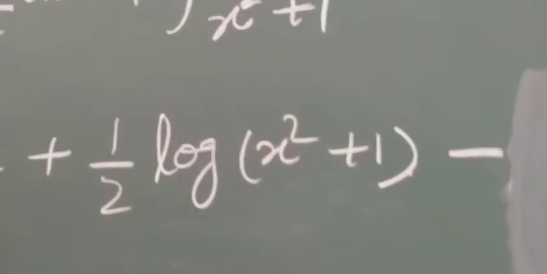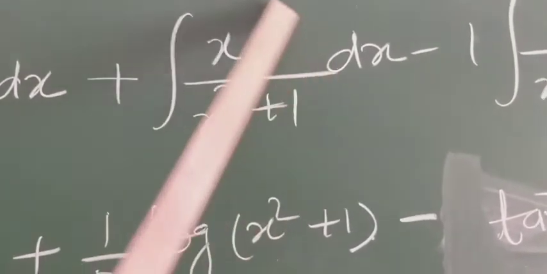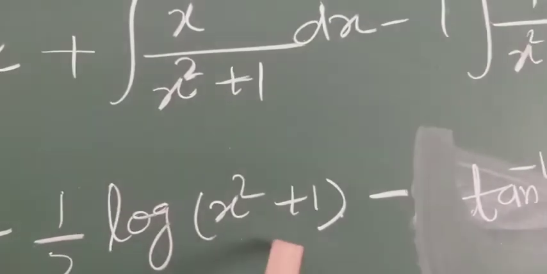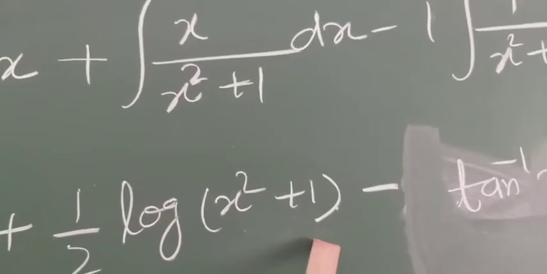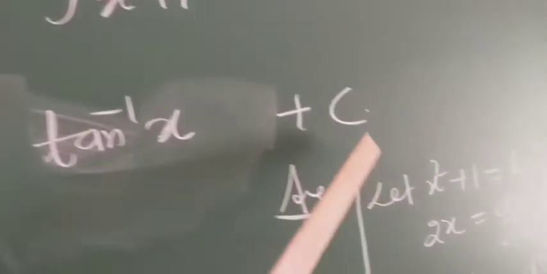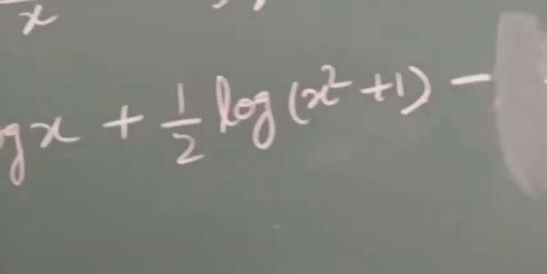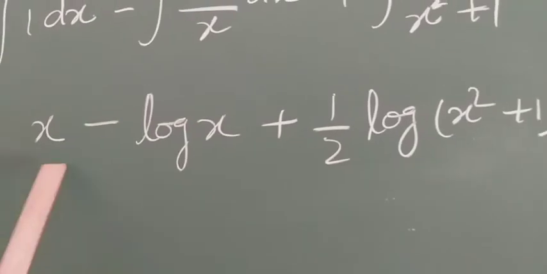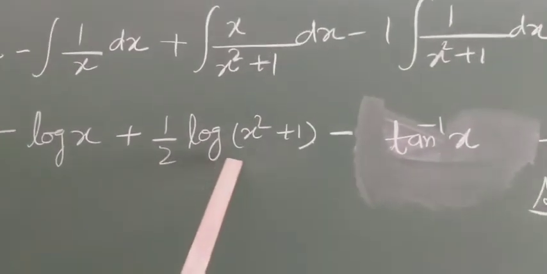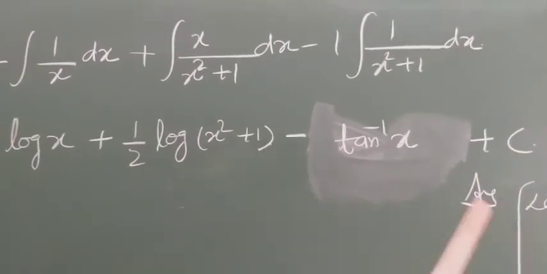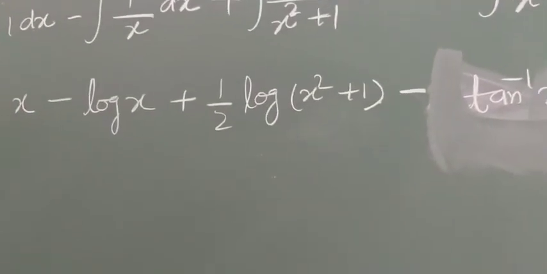So this is the answer, students. That's why I have written at this place 1 upon 2 log (x squared plus 1). Okay, and on one side we can show it separated. Correct students? This is the answer: x minus log x plus 1 upon 2 log (x squared plus 1) minus tan inverse x plus C. Okay students?